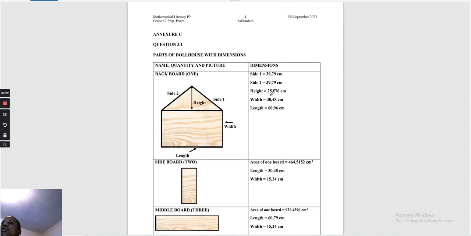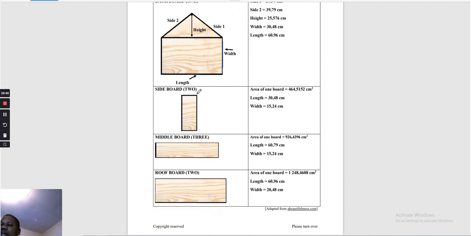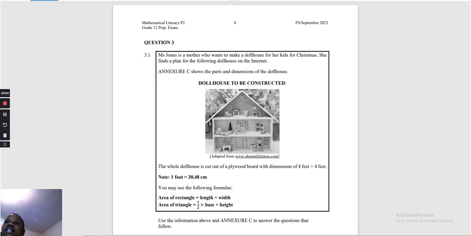So now what have they given us for this? Side 1 is 39,79. Side 2 is the same. Then the height is 25,576. The width is this one here, which is 30,48. Then we have the length, which is 60,96. But when you go to sideboard, we are given the area of the sideboard. So this is how it was calculated, having the length and the width. And in the middle board, we have them. Okay, so now let's go to the questions.